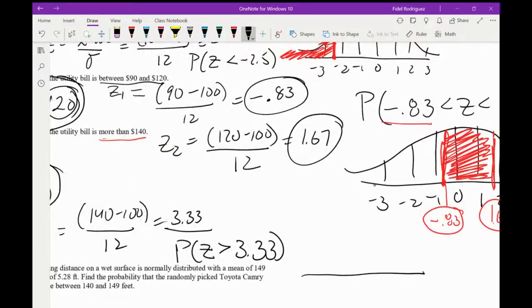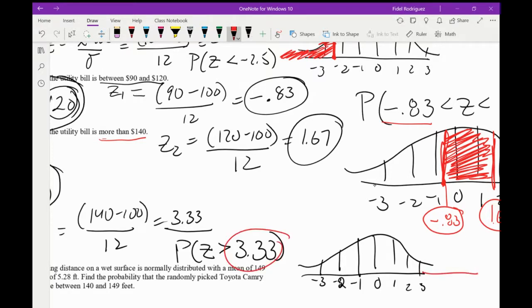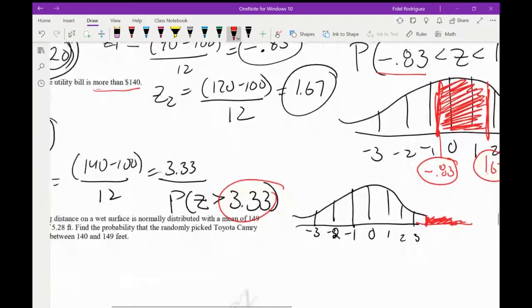So if I draw my picture, here's my 0, my 1, my 2, my 3, -1, -2, -3. And I'm looking for 3.33. Remember what 3.33 is. It's going to be over here, and I'm looking for that little bit of area right there. So again, now I know where my lower number is, and because I go all the way to the right, I know where my upper number is. Okay.